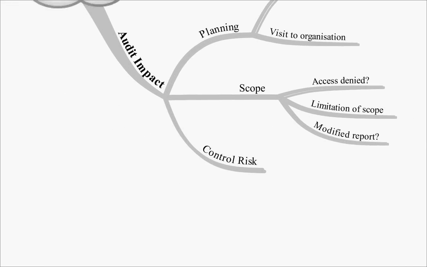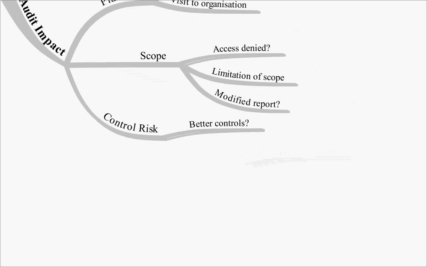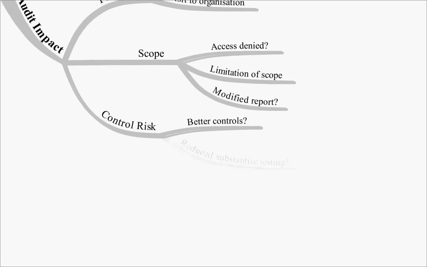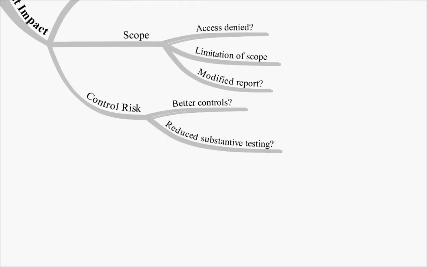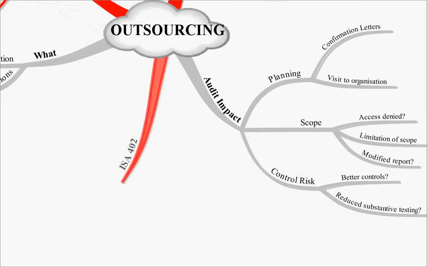There will also be control risks. You may say that there'd be better controls within the outsourcing organisation, but that may not necessarily be the case. So if there are better controls and you'll have to test them, you may have reduced substantive testing, so it works both ways in that respect.